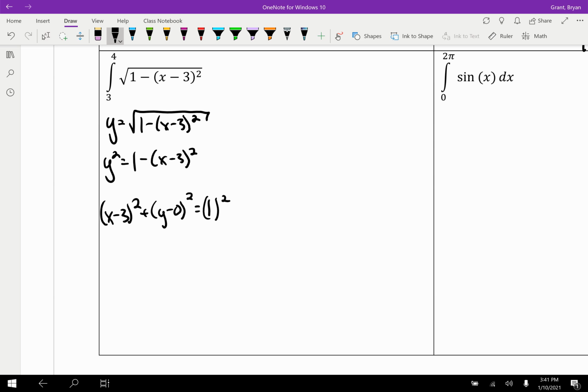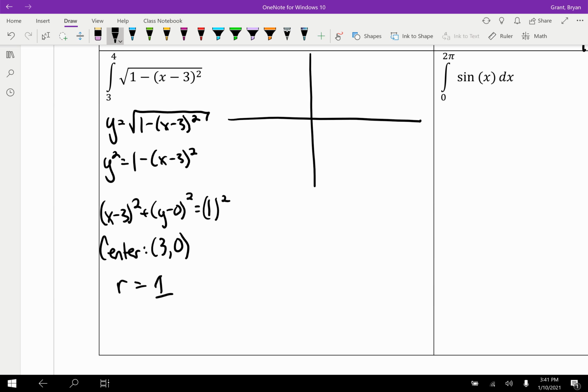What is this telling us? It's telling us that we have a circle. It will be an ellipse if there are coefficients out front. This is going to be a circle that is centered at opposite of h, opposite of k, and has a radius of 1. Let's draw said circle.